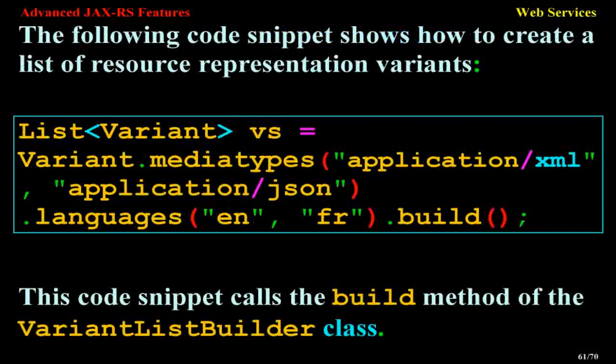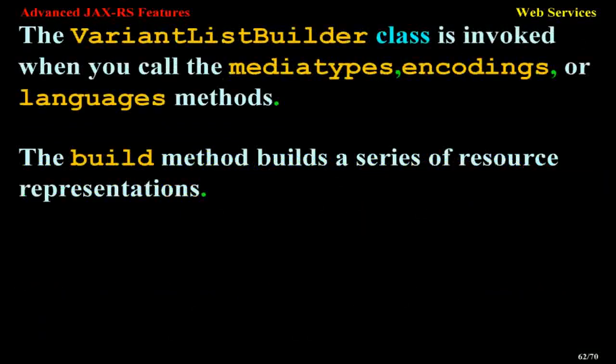The following code snippet shows how to create a list of resource representation variants. List<Variant> vs = Variant.mediaTypes("application/xml", "application/json").languages("en", "fr").build(). This code snippet calls the build method of the VariantListBuilder class. The VariantListBuilder class is invoked when you call the mediaTypes, encodings, or languages methods. The build method builds a series of resource representations.